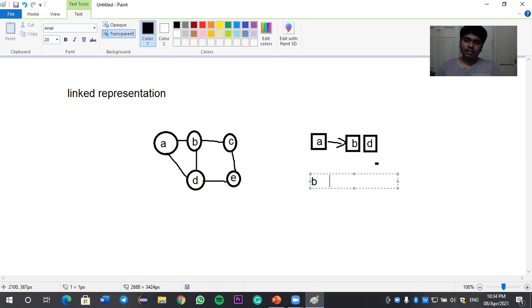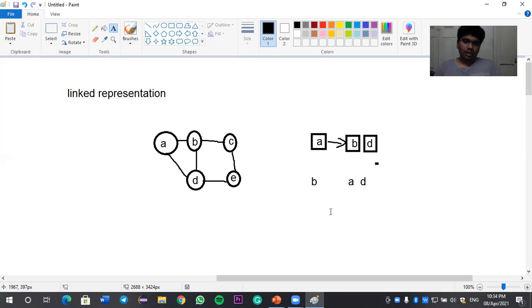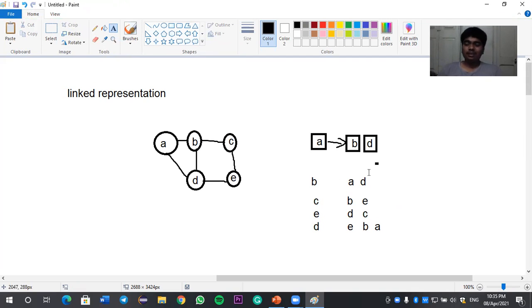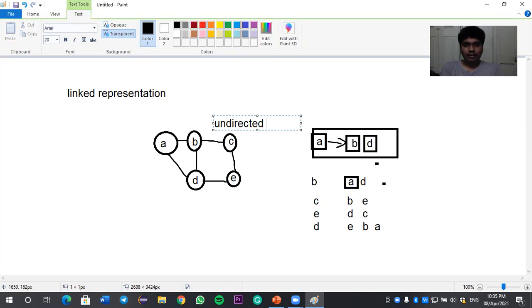So for B, it can travel to A and also to D. And then for C, it can travel to B and also E. For E, it can travel to D and also C. For D, it can travel to E, B, A. So this is a linked list representation. We can represent it in the form of a linked list, as we can see above here. So in this manner, we can represent this. So this is for an undirected graph.